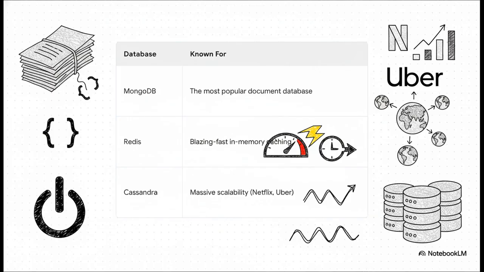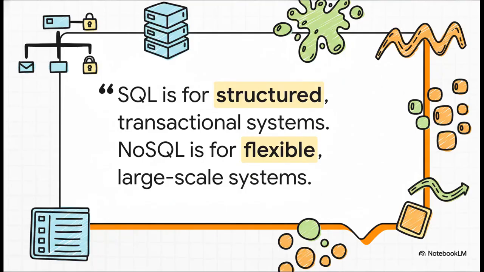And on the NoSQL team, you have modern powerhouses. MongoDB is probably the most popular document database out there. Then there's Redis, which is all about pure, blistering speed. It's often used to temporarily store data for quick access. And then you have Cassandra, the absolute beast that was built to handle the mind-boggling scale of companies like Netflix and Uber.